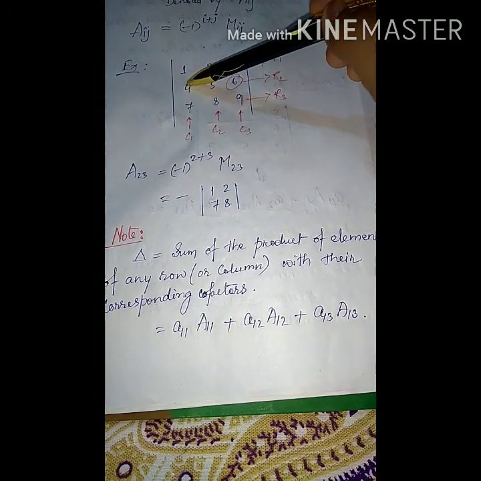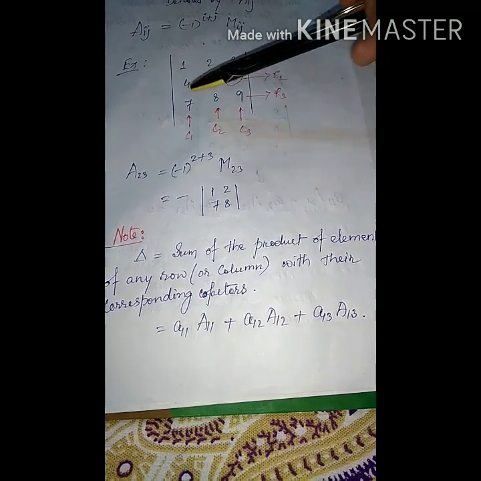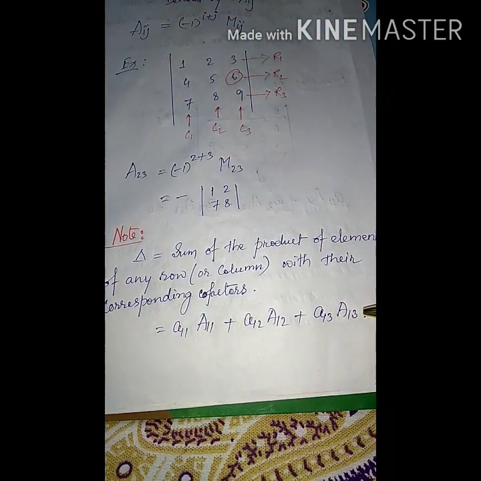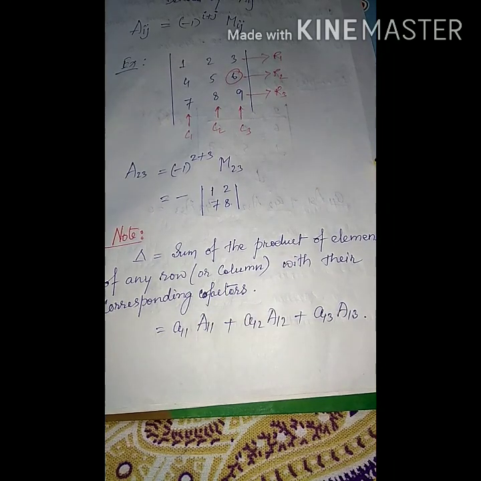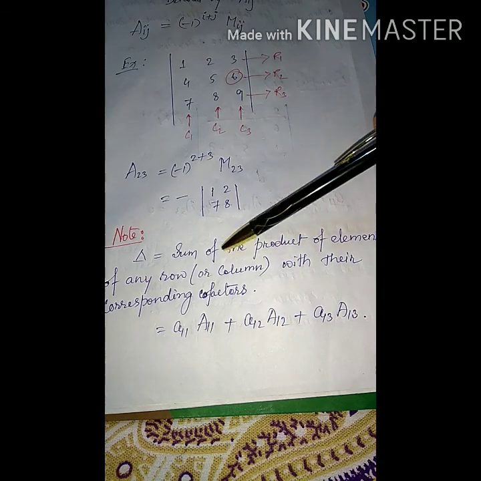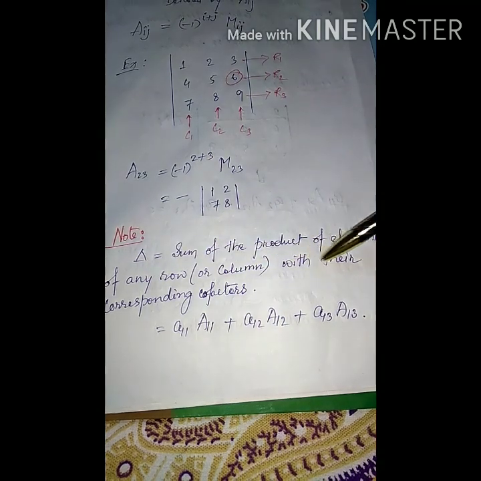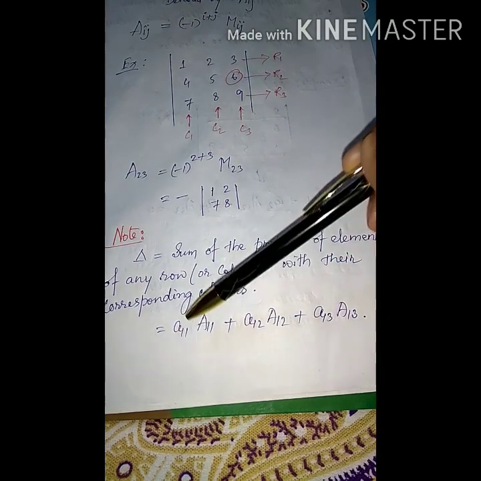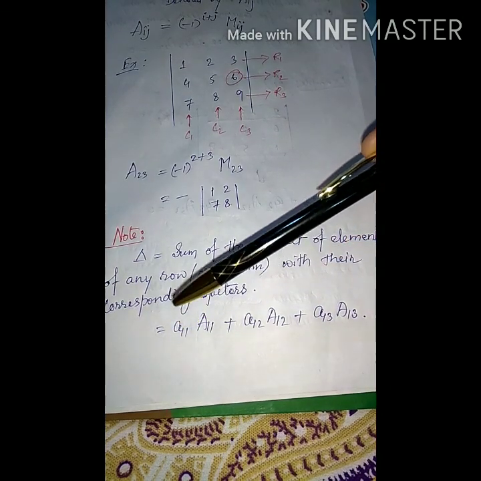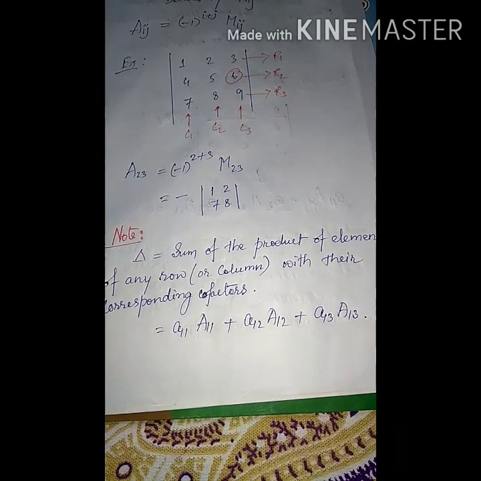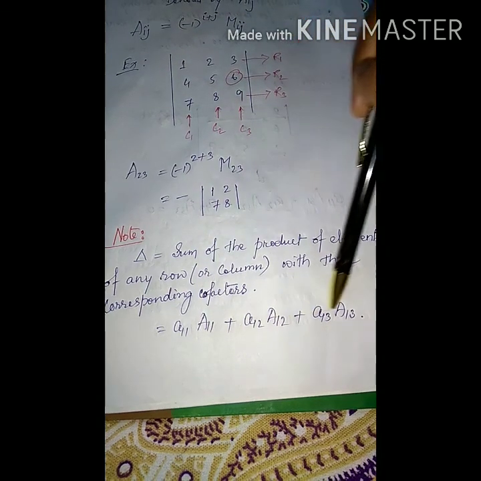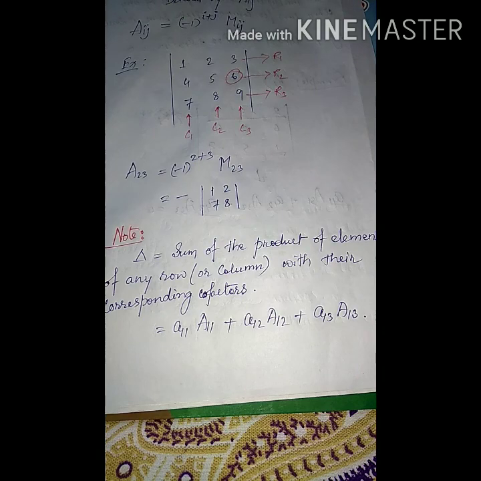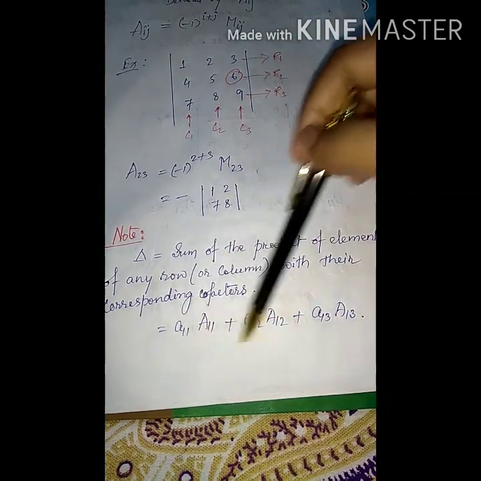And secondly, the second element is a12 with its cofactor A12, then 7. So that's why we write a13 with cofactor A13. That means element, and with this element we have to multiply their corresponding cofactors. So that's why we write here sum of the product of elements of any row or column with their corresponding cofactors. Small letter a represents the element, and capital letter A represents the cofactor. So with the element, if we multiply their corresponding cofactors and add all the elements of the row or column, then this is the evaluation process.